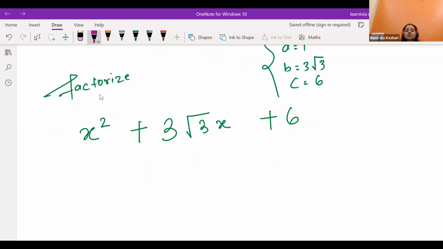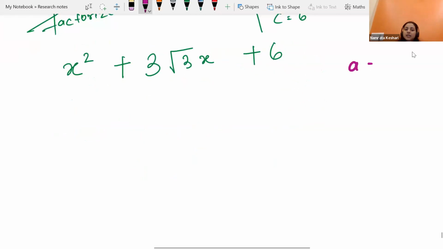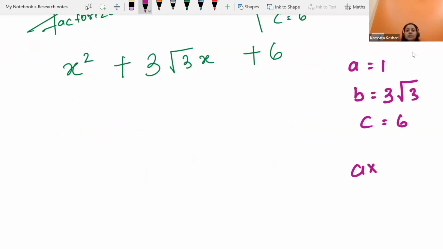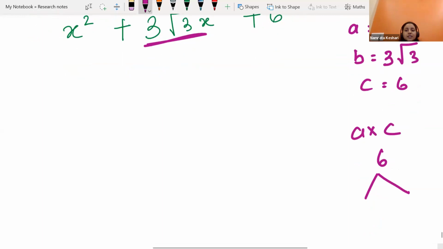Okay. So what we will do at first, ABC is already known to us. A is 1, B is 3 root 3 and C is 6. And splitting the middle term, first step is multiply A with C. That is 6. Now split the 6 by using two such factors so that by adding or subtracting both the factors we will be getting the middle term. Okay, so let's split it.